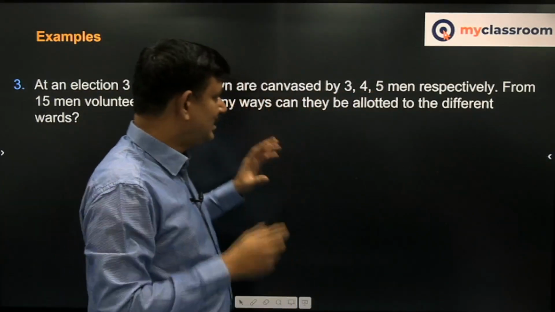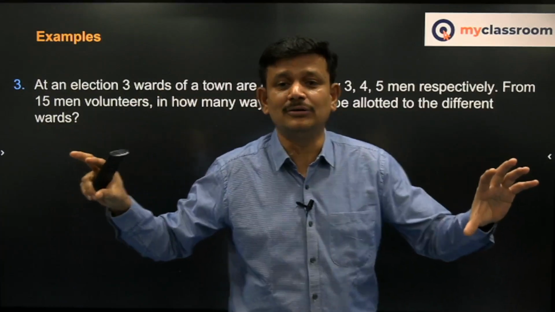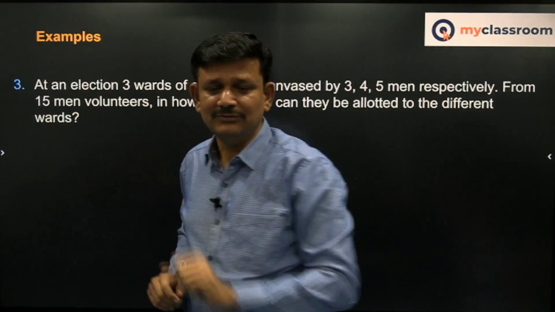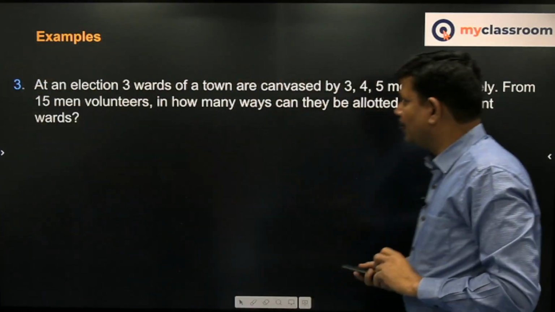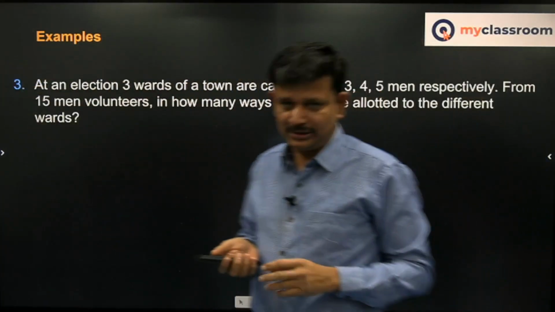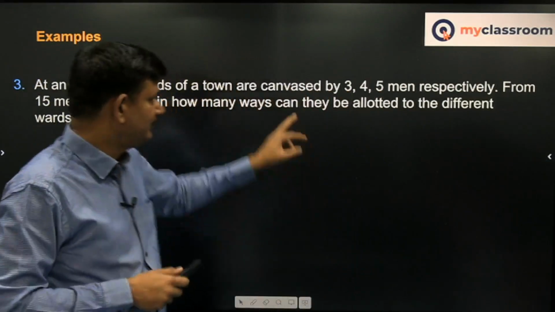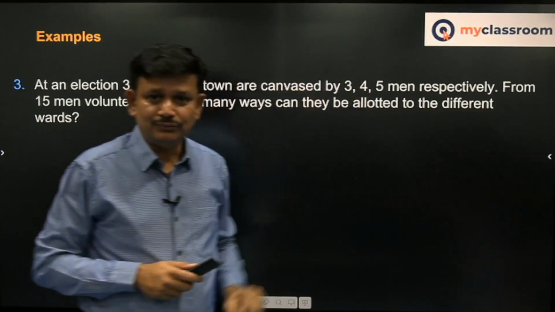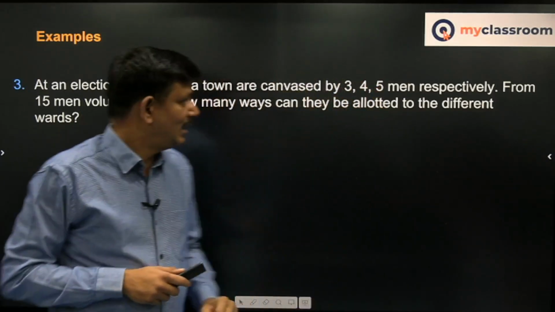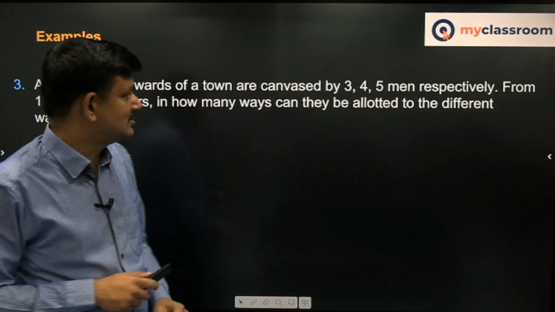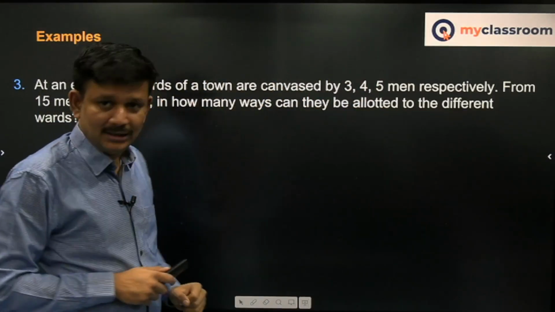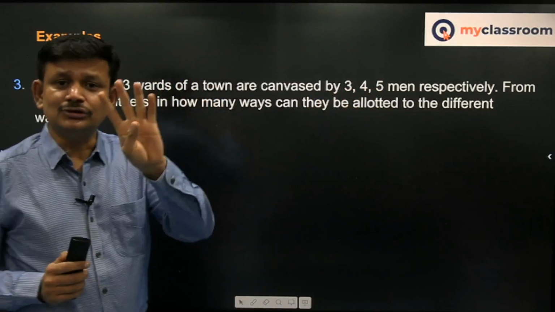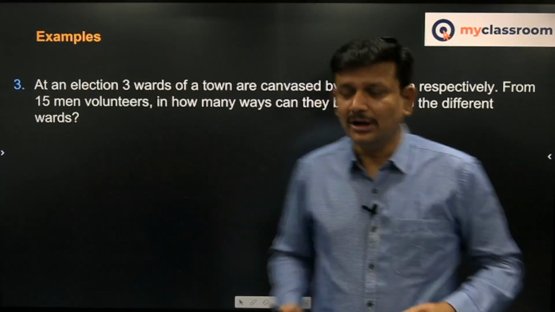Take rest. So, there are 4 different categories of people: canvassing in ward 1, canvassing in ward 2, canvassing in ward 3, and taking rest. In how many ways can they be allotted? How many people are to be allotted for camp 1? 3, for camp 2? 4, for camp 3? 5, and how many will be left out after this? Total there are 15 men, of which 12 are being allotted. So, 3 are remaining unallotted.